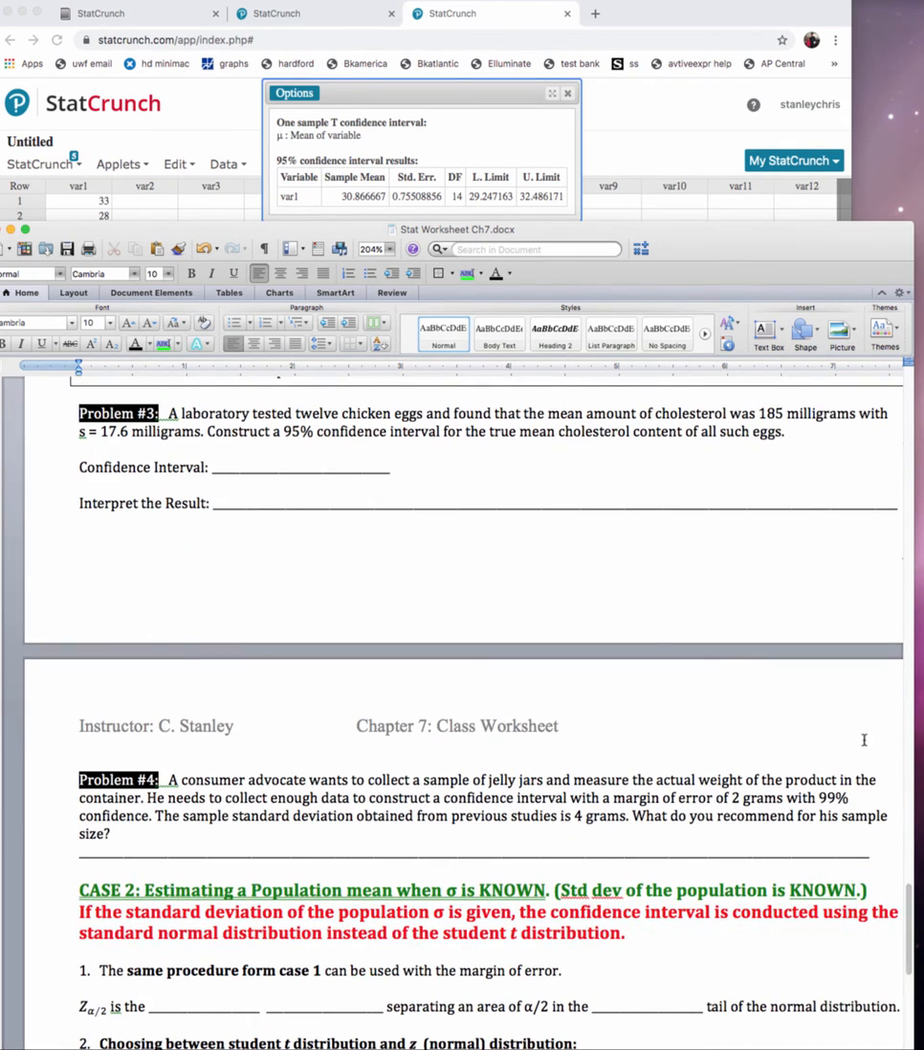Okay, let's do another one. A laboratory tested 12 chicken eggs and found that the mean, so I'm looking for kind of keywords, mean cholesterol was 185. That's from the sample. S is your standard deviation. Okay, so we could go do this.